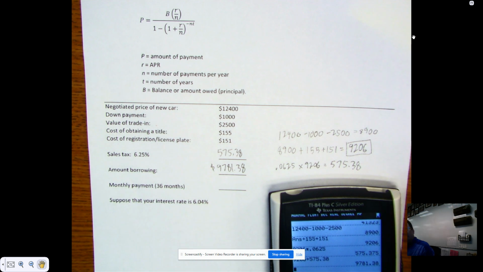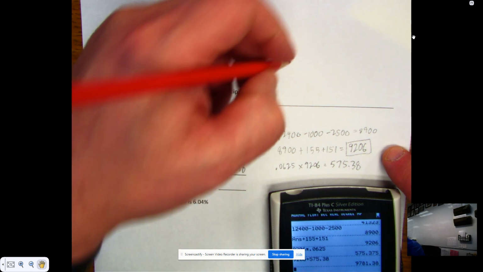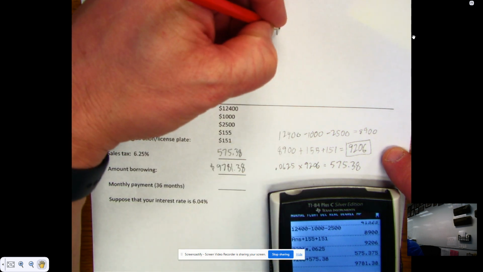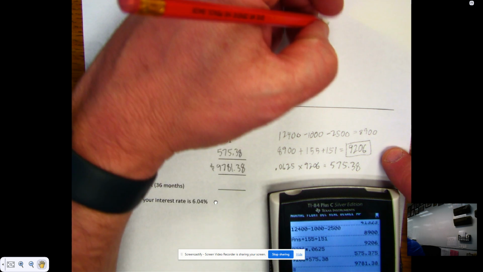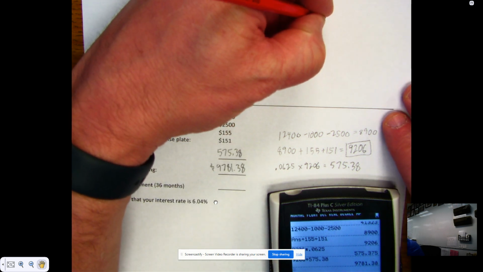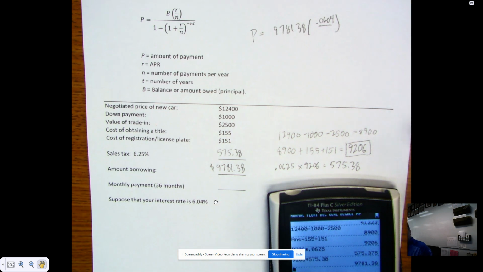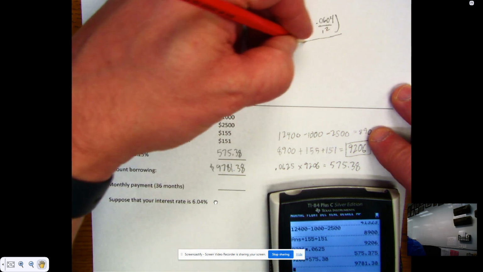Now here's where that formula up above comes into play, and we have to figure out our monthly payment using that formula. You can see that P stands for payment, B stands for the amount borrowed, and that was 9,781.38. The interest rate is R, and as you can see here, the interest rate is 6.04%. We would put that actually as 0.0604. Make sure that you change that decimal point twice. The number of payments per year, we're going to make monthly payments. That's pretty normal, so we'll put 12.